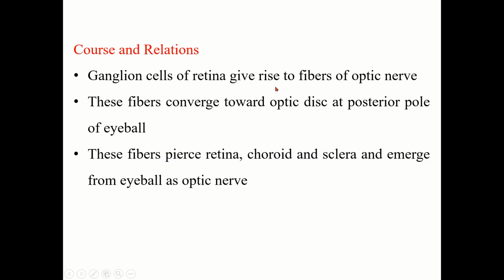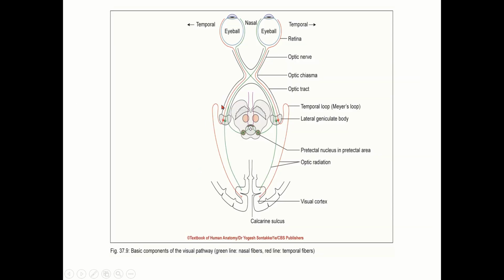Ganglion cells of the retina give rise to fibers of the optic nerve. These fibers converge towards the optic disc at the posterior pole of the eyeball, slightly medial to the posterior pole. So these fibers pierce the retina, choroid and sclera and emerge from the eyeball as the optic nerve. You can see here, this is the eyeball. So this area will be the optic disc where the optic nerve is emerging. You can see here, this is the optic nerve and this is the optic chiasma. You can also see the crossing of the nasal fibers of the retina, but temporal fibers will not cross.